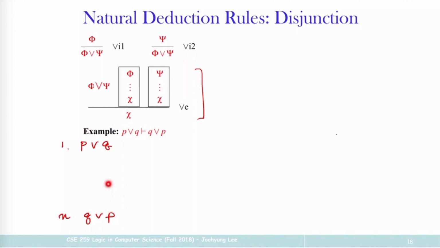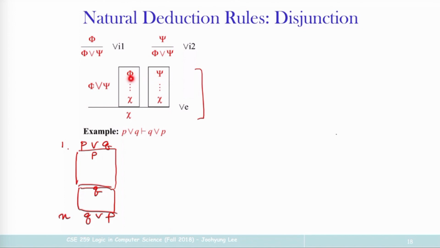Okay? So then what do I need? I need these two boxes. Okay? So let me actually write the boxes. Okay, I need two boxes. The first box I will assume P, and then the second box I will assume Q. Right? That's what I have here, right? I assume phi and psi in the other box.